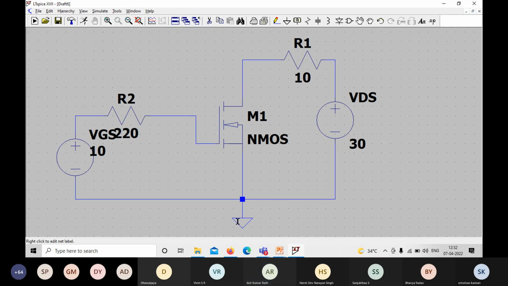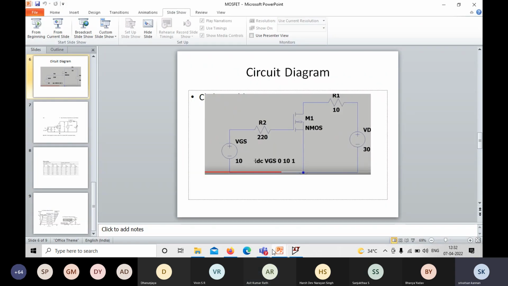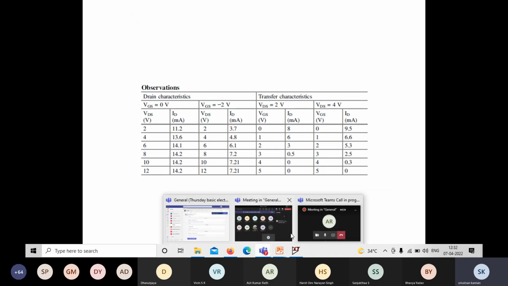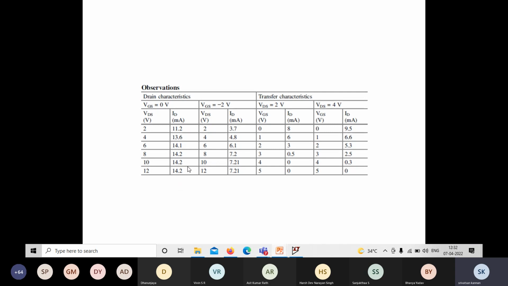Thank you, sir. So for first analysis, for drain characteristics, which source will you take as a first source and which source as a second source? You are going to keep the VGS constant. We have to vary VDS and note the ID current. It is our objective. For transfer characteristics, we keep VDS constant, vary the VGS and note down the ID reading. This is the objective of this experiment.